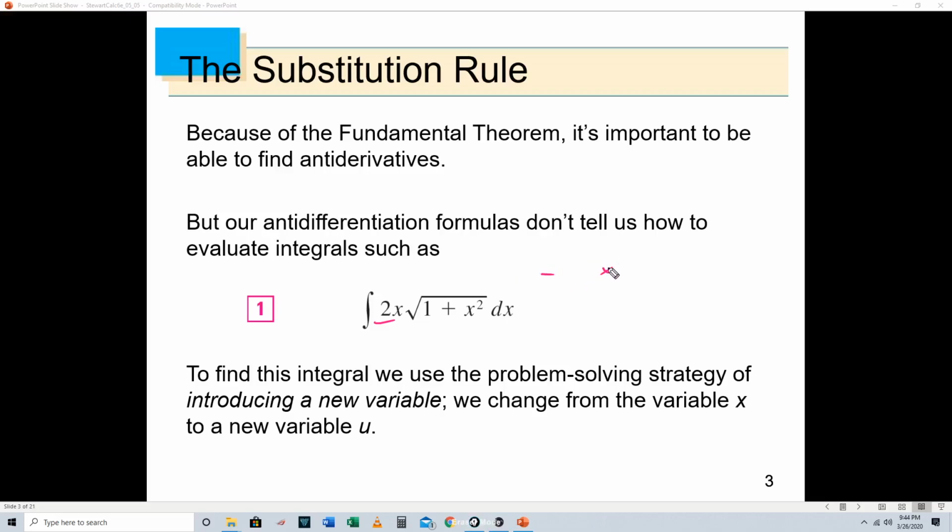So what we're going to do instead is we're going to use the substitution method. Let's do Blackboard here, why not? So let's erase this. So the question is, we want to integrate 2x square root of 1 plus x squared dx. And again, there's no way to do this.